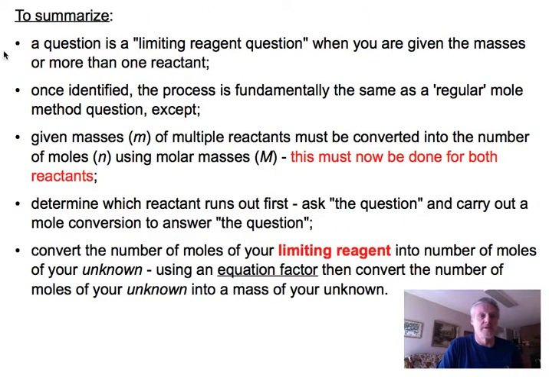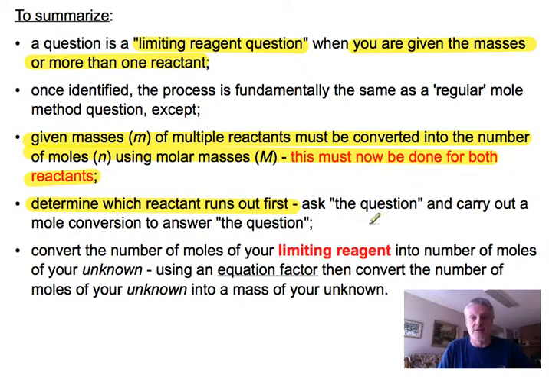So to quickly summarize, a question is a limiting reagent question because you are given masses of 2 or more reactants. So if it's 2 reactants, you need to know mass. It could be more. Once identified, the process is fundamentally the same as a regular mole method question, except the given masses must be converted to number of moles. So if that's for both of them, you have to convert both masses to number of moles, and then you determine which reactant runs out first.